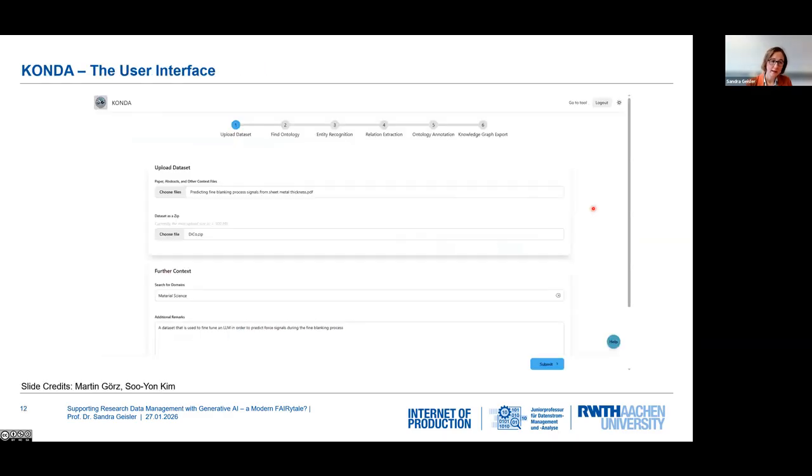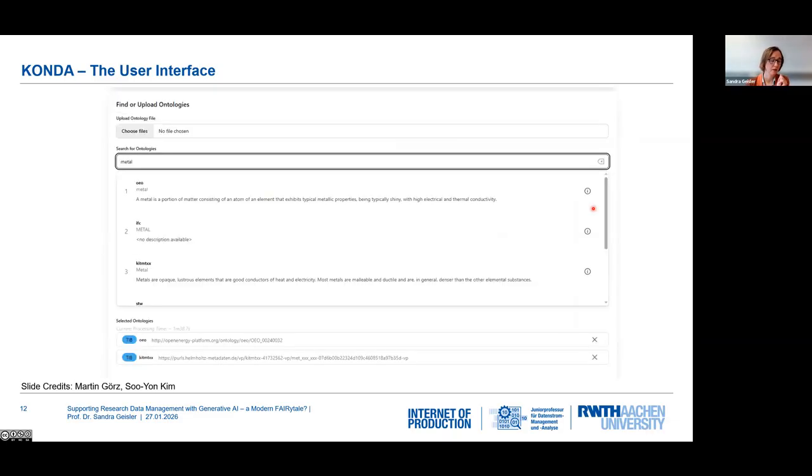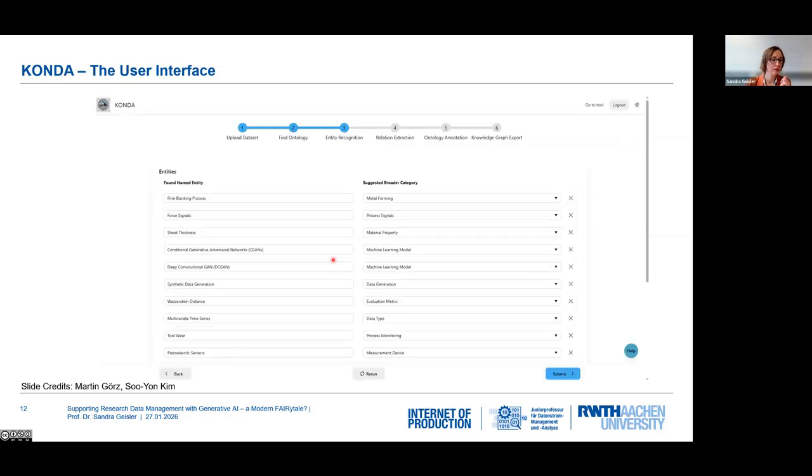I just have also here the user interface, how it looks. In principle, it just repeats the steps I just named. So here you can see how we upload the data set. Here's how people can find or also upload their own ontologies. This is also possible. So you see here we use the TIB terminology service. Then you can select these ontologies.